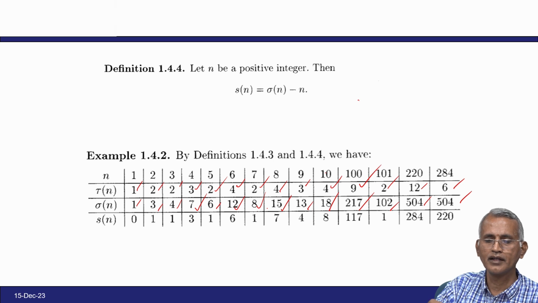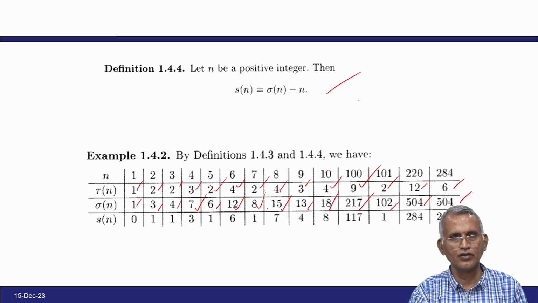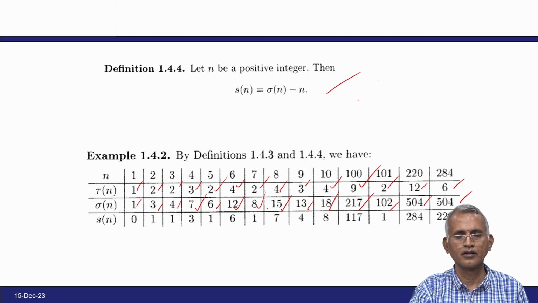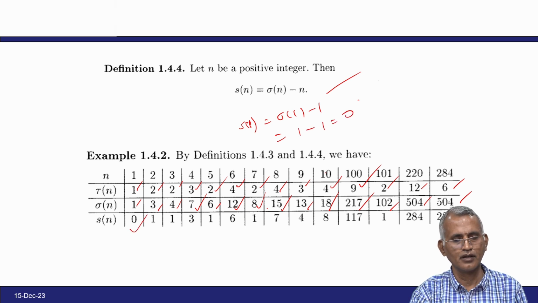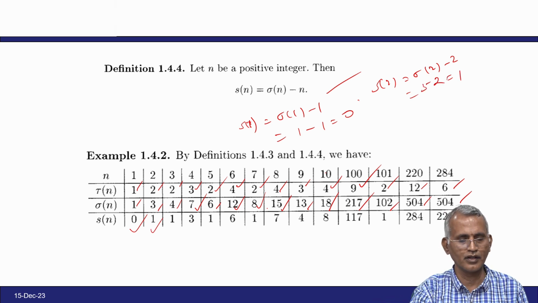Let n be a positive integer. s of n is nothing but sigma of n minus n. So, by definition we have sigma of n, we know. What is sigma of 1? So, s of 1 means sigma of 1 minus 1, sigma of 1 is 1, 1 minus 1 is 0, therefore 0 will come. And then s of 2 you take, it is sigma of 2 minus 2, where sigma of 2 is 3, 3 minus 2 is equal to 1, so 1 will come.